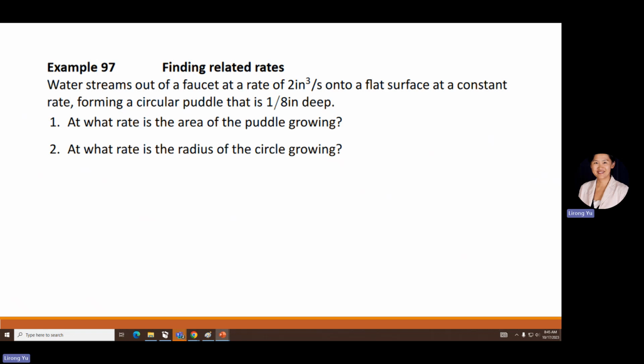Onto a flat surface at a constant rate. So that will be the constant rate that we're talking about. Forming a circular puddle that is 1/8 inch deep. Number 1, at what rate is the area of the puddle growing? Number 2, at what rate is the radius of the circle growing?